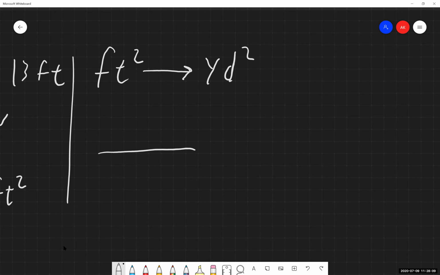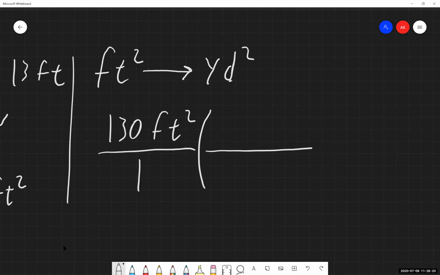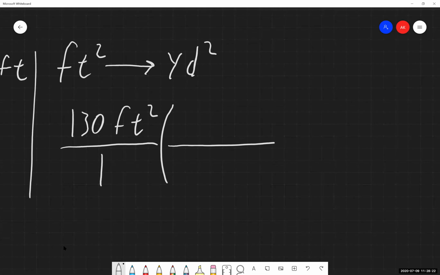So I'm starting with 130 square feet. And it's very important that we include that squared in there. So I want to know, okay, is there a square feet to square yards conversion? And there kind of is. We know that we can go from feet into yards. That conversion has been given to us on the separate page here.